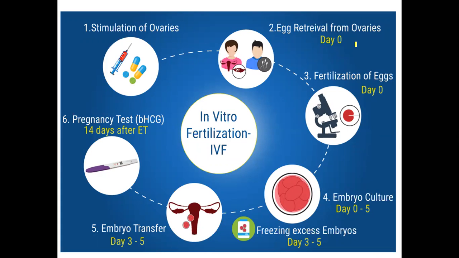And this is the whole process: stimulate the ovary, then they retrieve the egg, then they culture it, then they transfer, and then 14 days after, they can check the pregnancy by looking at the beta HCG. Remember, most of the time for the HCG to be produced after fertilization, it takes like 12 to 14 days. Sometimes it even goes up to 20 days.